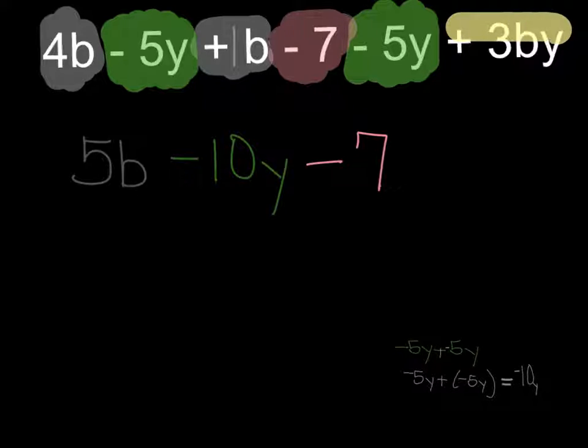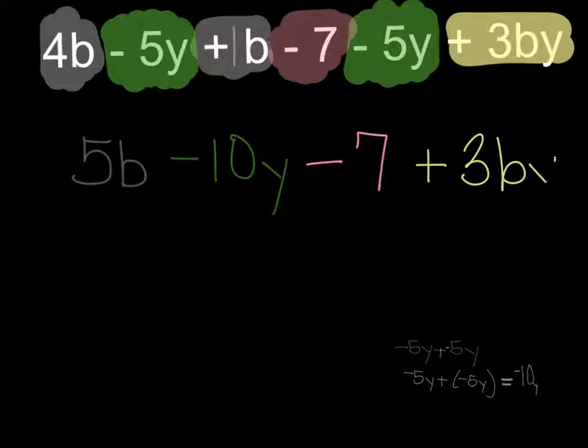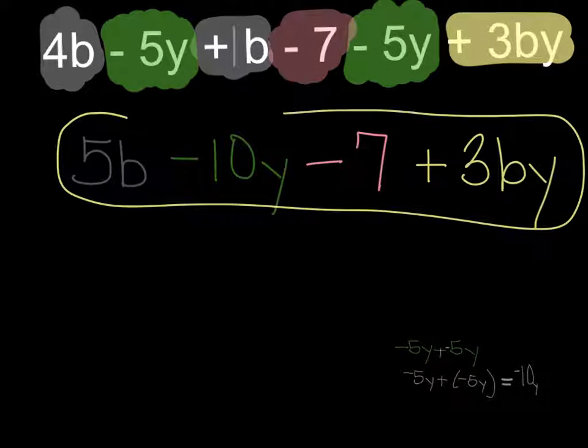And then we're going to highlight our last term that we have, which happens to be a term that has a b and a y. Are there any other ones that have that? Well, no, because we're done. There are no other terms, so we're actually just going to add that on as well. There is nothing to combine with those, with the 7 or the 3by. Okay. So this is actually our final simplified expression.